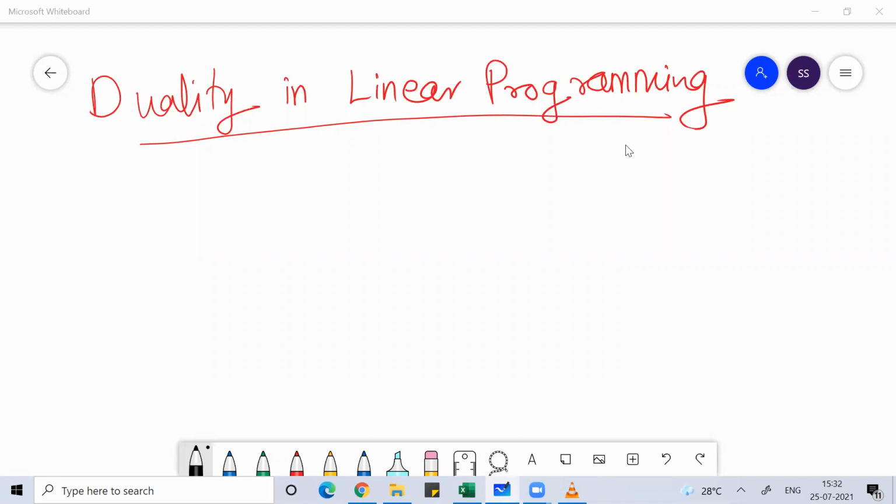So to get the solution of a linear programming problem, there are different methods you can employ. You can use the graphical method, you can use the simplex method, you can use the BigM method. So what is the graphical method? In my first class, I taught you what the graphical method is.